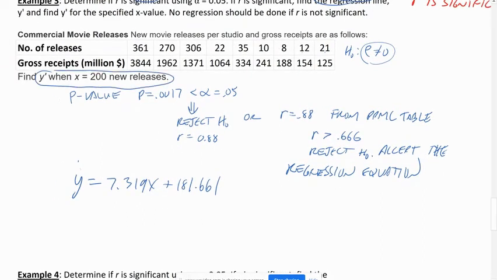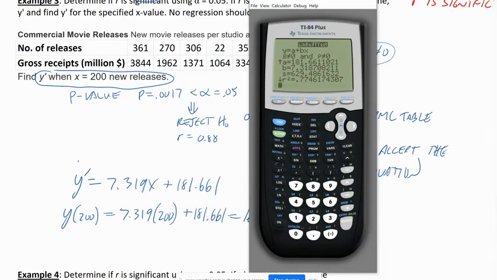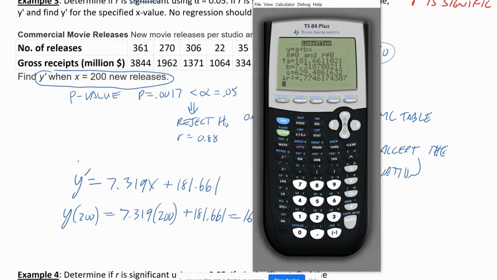Since we are saying that it is a linear relationship, now they want us to find y prime when x is 200. So if we plug in 200 for x, we get 1645.403.